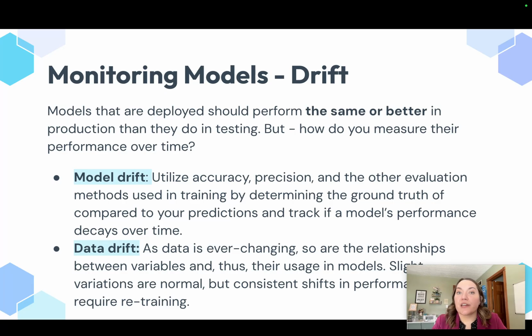The first thing you need to look out for is model drift. So, you're still going to use accuracy, precision, the same evaluation metrics that you used before. You're going to figure out the ground truth. So, what are you testing against? Just like you did in the training part, you tested against the truth. You need to still be able to do that testing in production. You're going to, again, do the same types of testing, accuracy, precision, all of those same things.